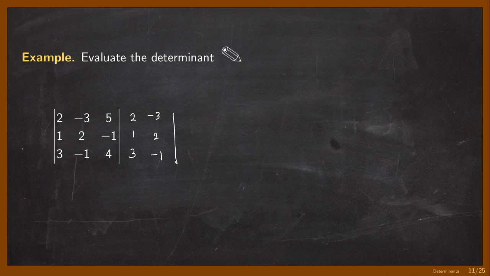And then follow this pattern. The product of the entries in the down arrows represents a positive term, so I simply list them down. 2 times 2 times 4 is 16. Minus 3 times minus 1 times 3, that's positive 9, right? And then 5 times 1 times negative 1 is negative 5.